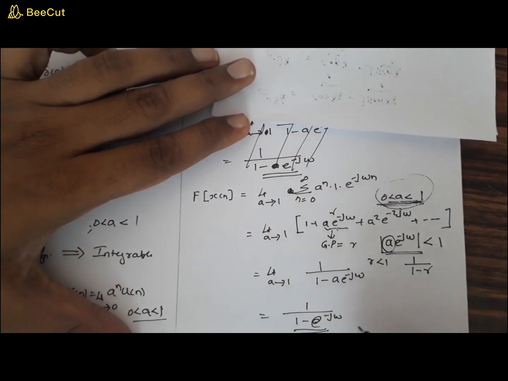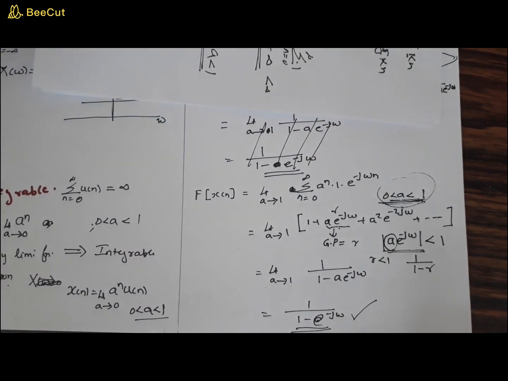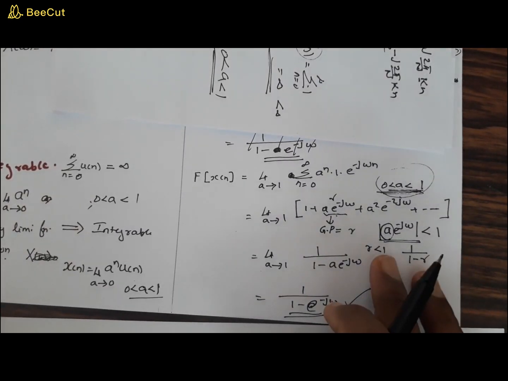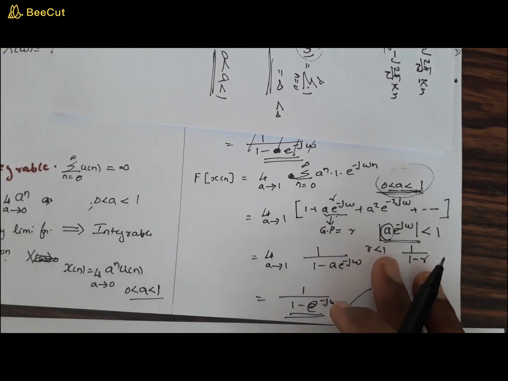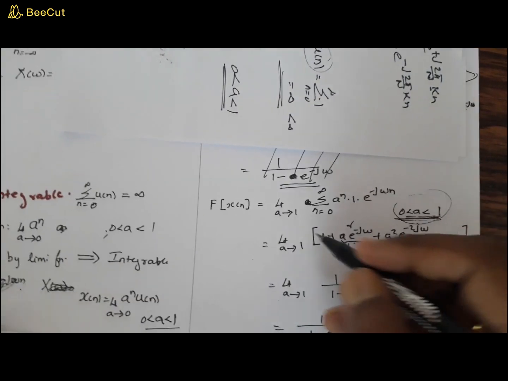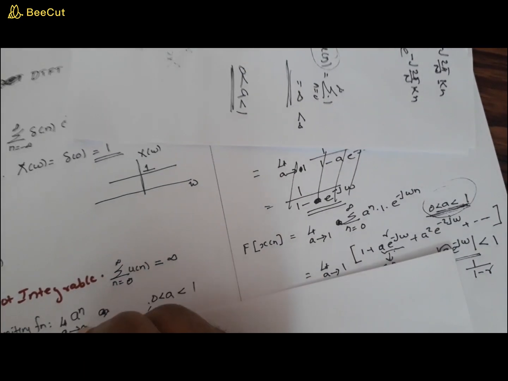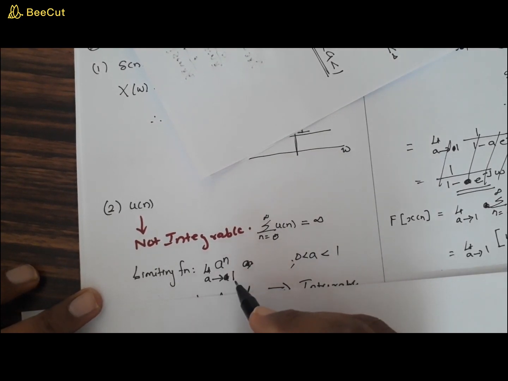So as you apply this limit, you will be getting 1 by 1 minus e raised to minus j omega. This is what I told you when we found out the u of t as well. In the strict sense, you don't have a Fourier transform for u of n either. The reason is exactly the same as that of u of t. U of n is not integrable, but you can make some non-integrable signals integrable by multiplying by a function as the limiting function. Hope you understood this limiting function that we used: a raised to n, as a tends to 1.